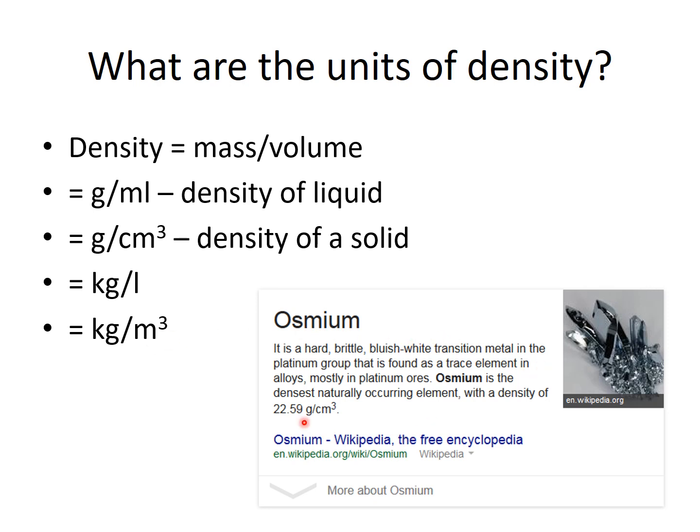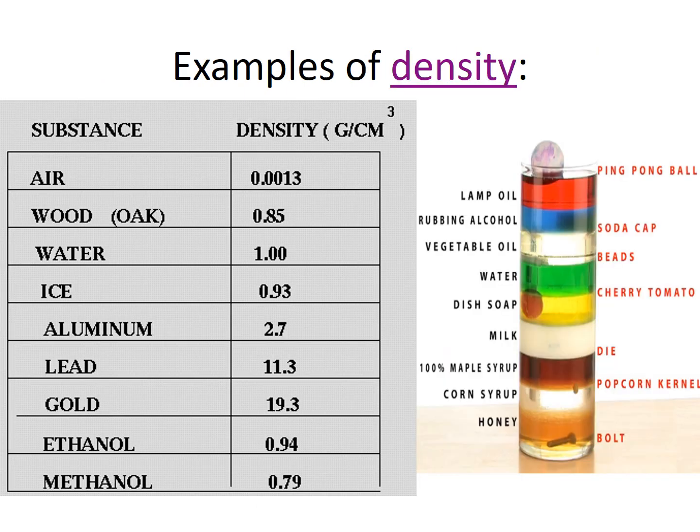I googled this picture here to see just what is the most dense object. Turns out it's osmium in the periodic table, and it has a density of 22.59 grams per centimeter cubed. Just for reference, the density of water is 1. So that's 22 times more dense than water.